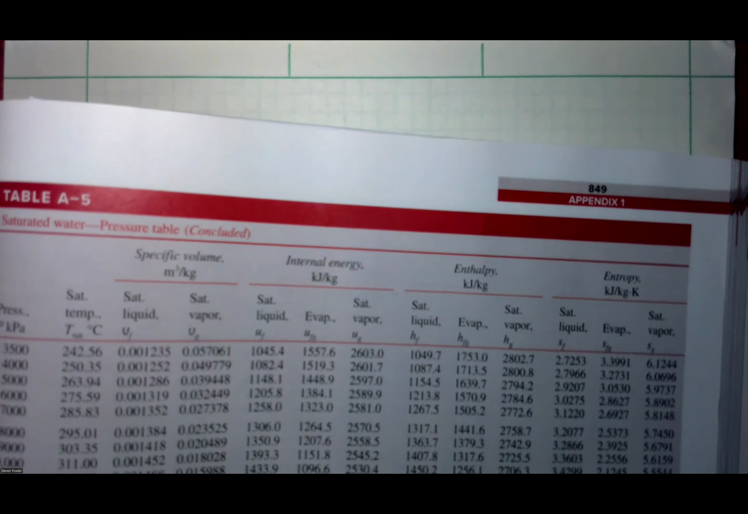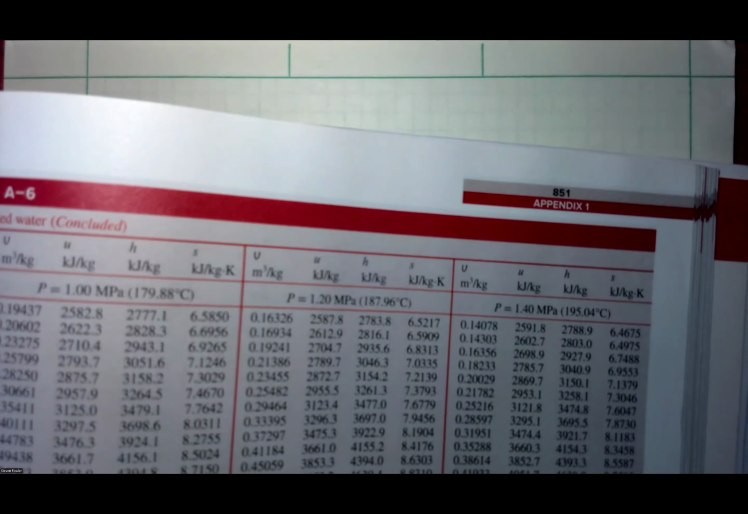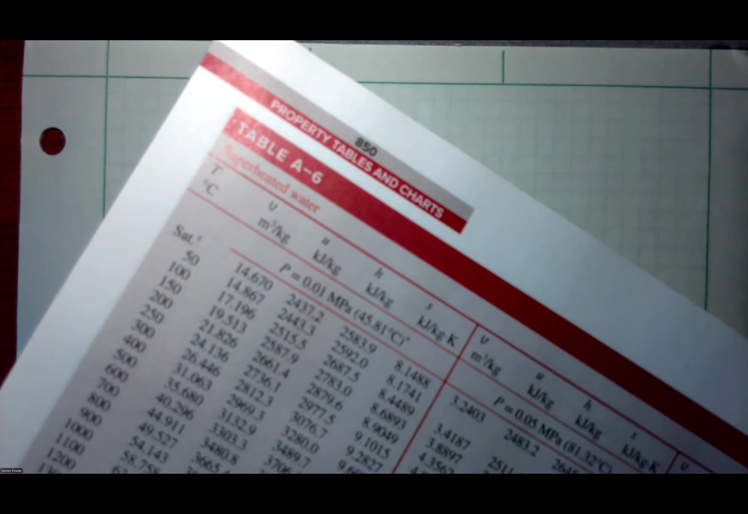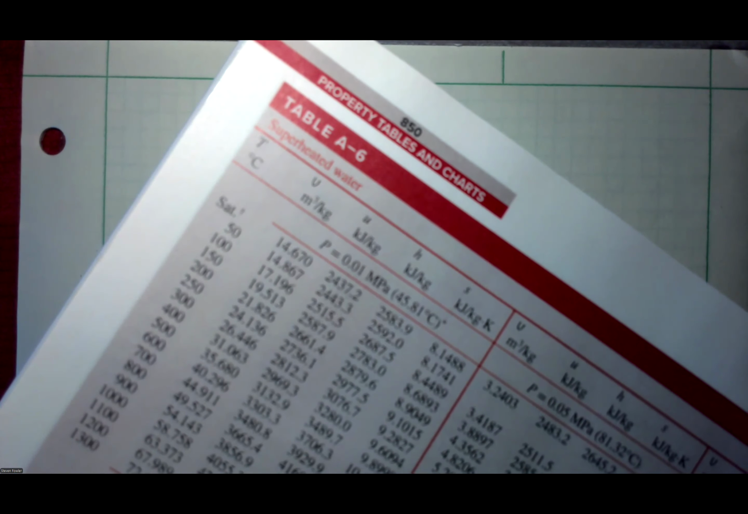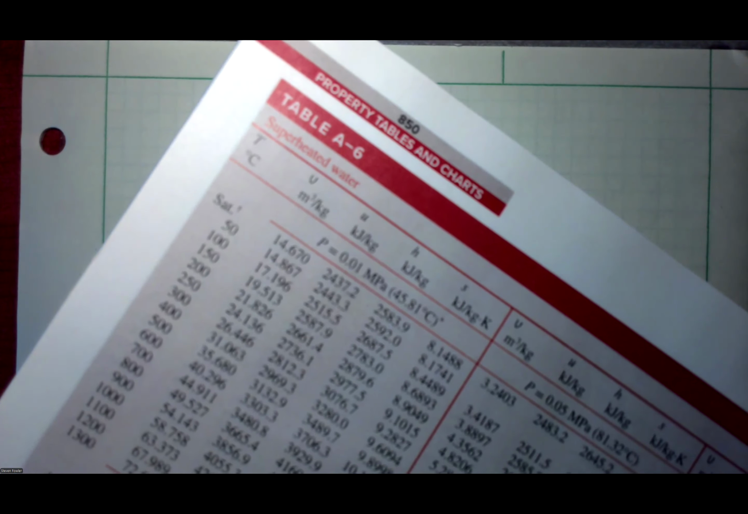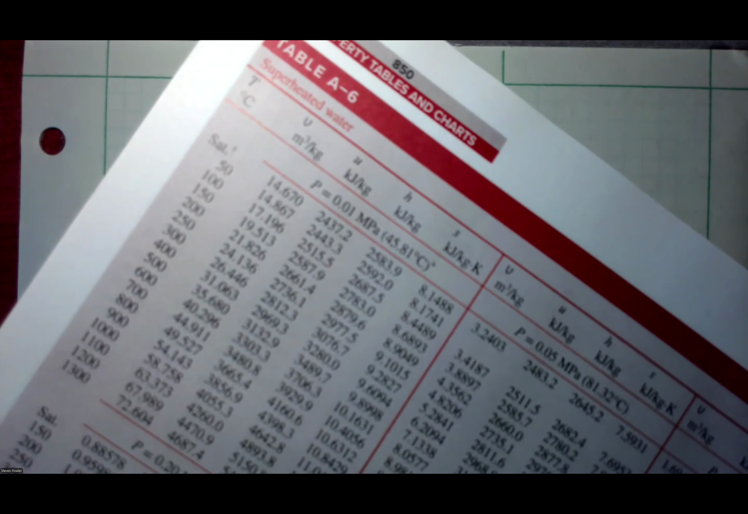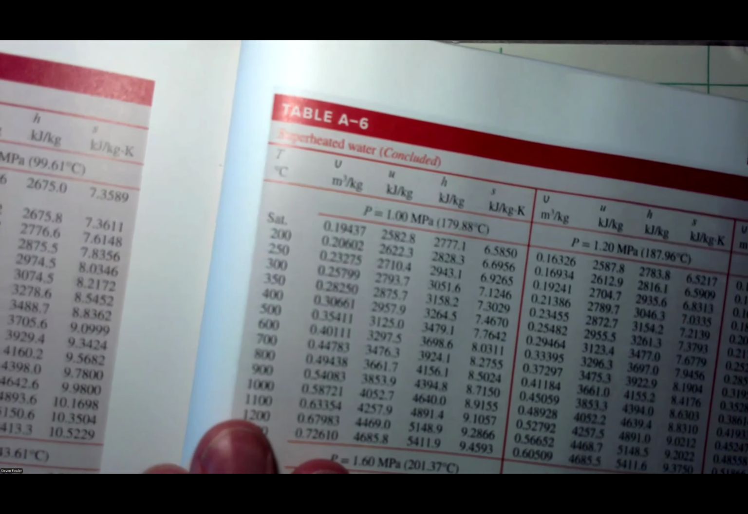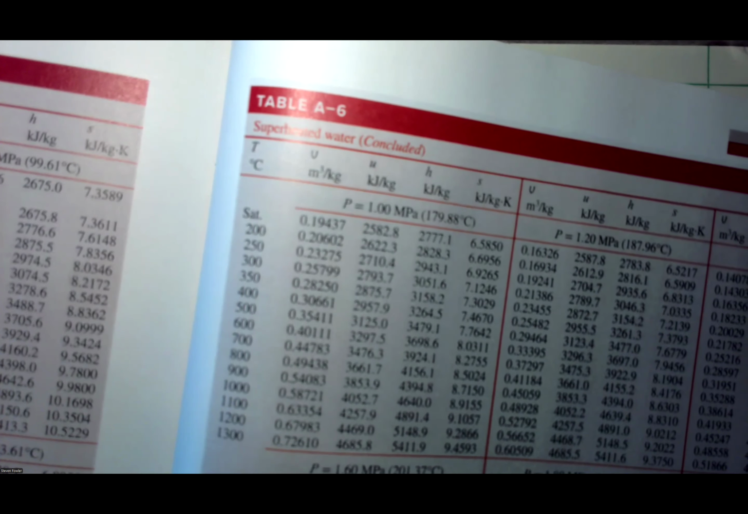So table A5 goes on for a couple of pages. Tables A4 and A5 are actually the same information. It's just that on A4, you've got nice round values of temperature, and on A5, you've got nice round values of pressure. Table A6 then is superheated water vapor. So superheated vapor, which we said is beyond saturated vapor. We continue to add energy, and that goes on for a couple of pages.